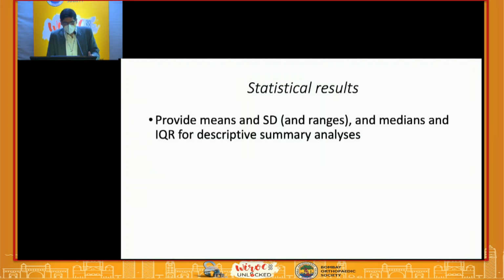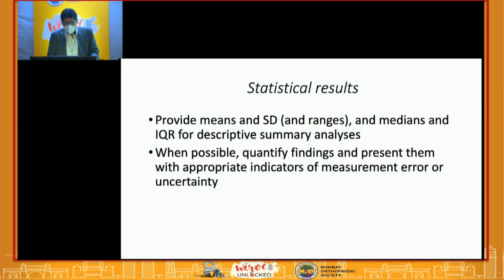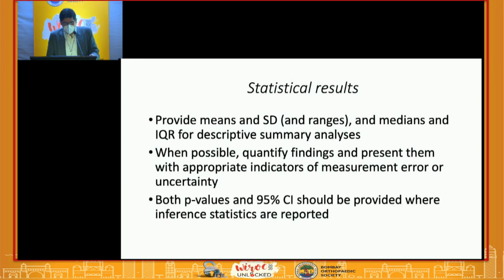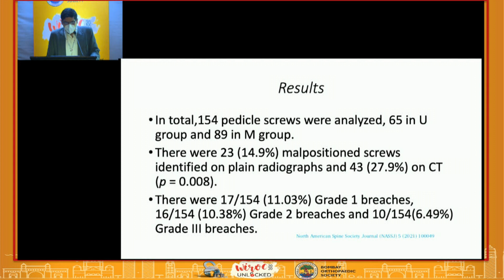Statistical results, very important. You have to provide the means. So the descriptive statistics, the mean, the standard deviation, always provide the range, medians and IQRs. Okay, so this is the descriptive statistics, what we call. You have to quantify the findings, present them with appropriate indicators. Always you present with confidence intervals, etc. So the p-value and the confidence intervals is something that is a different talk. It's on statistics. So for example, in this study, there were 154 pedicle screws which were analyzed. There were 65 in the uniplanar group, 89 in the multiplanar group.